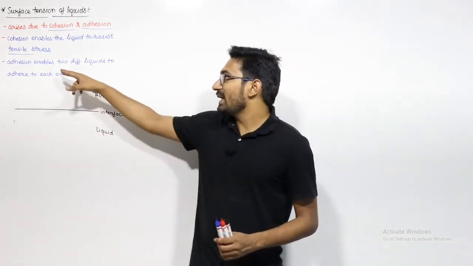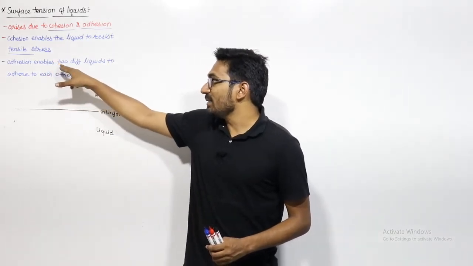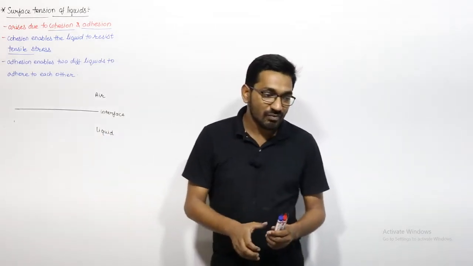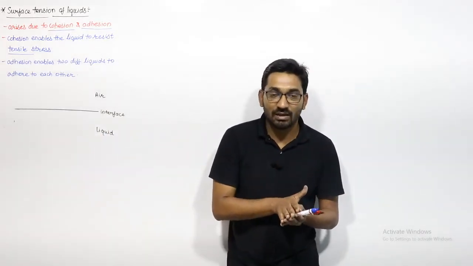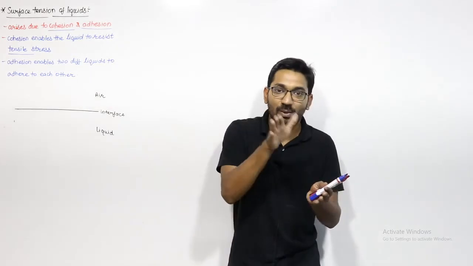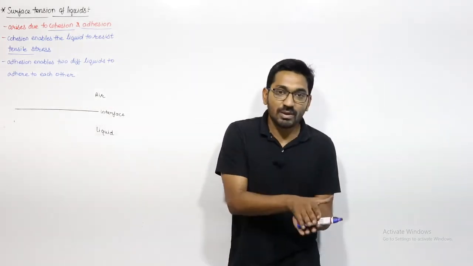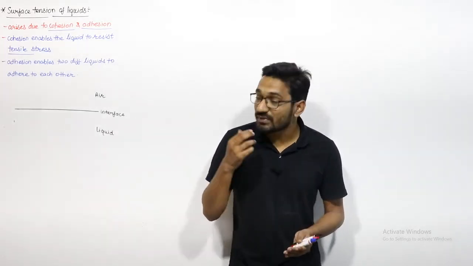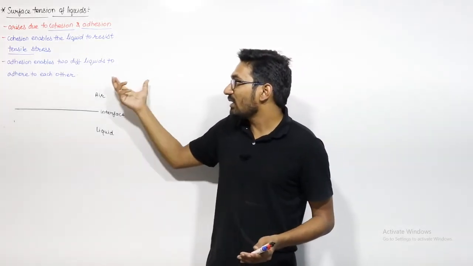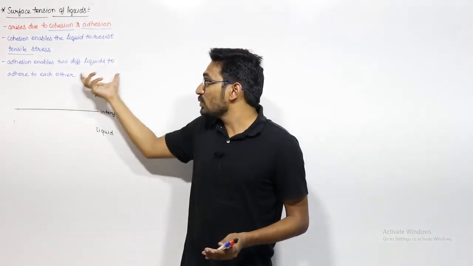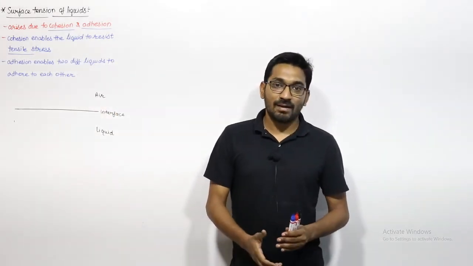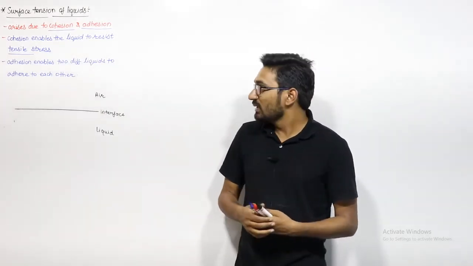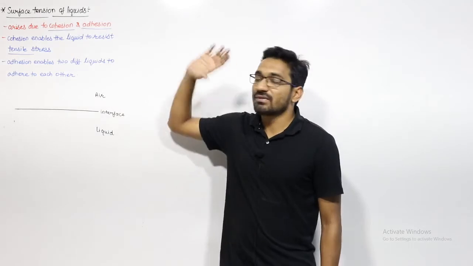And because of this adhesion, two different liquids can adhere to each other. If two different liquids are in contact, or one liquid and one solid are in contact, or one liquid and air, or some gases are in contact with each other, then because of these adhesive forces, they adhere to each other, right? And because of these unbalanced adhesive and cohesive forces, surface tension arises.